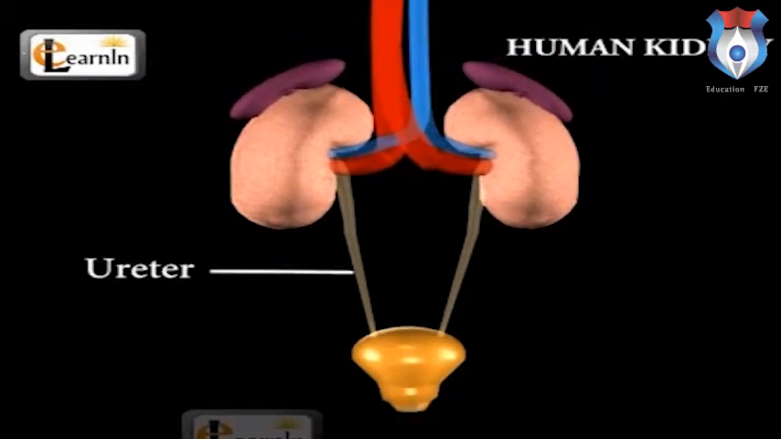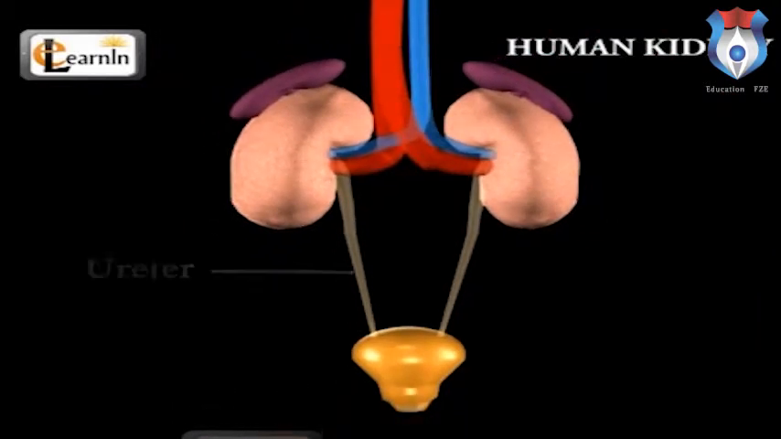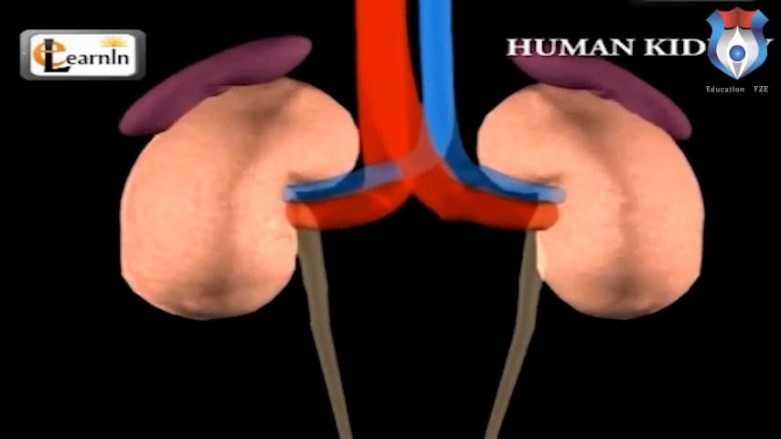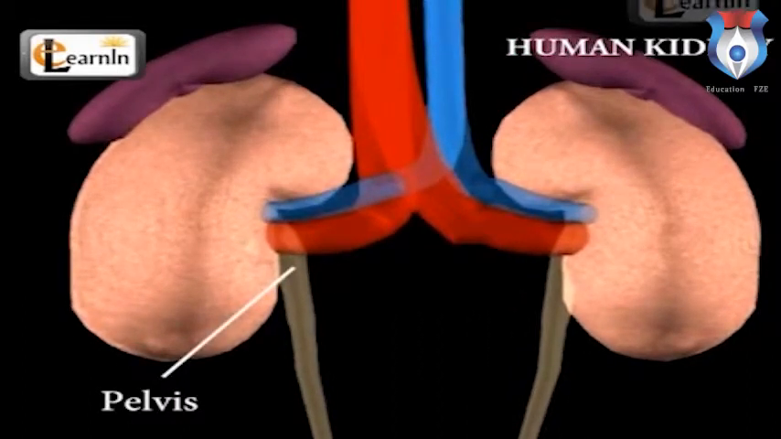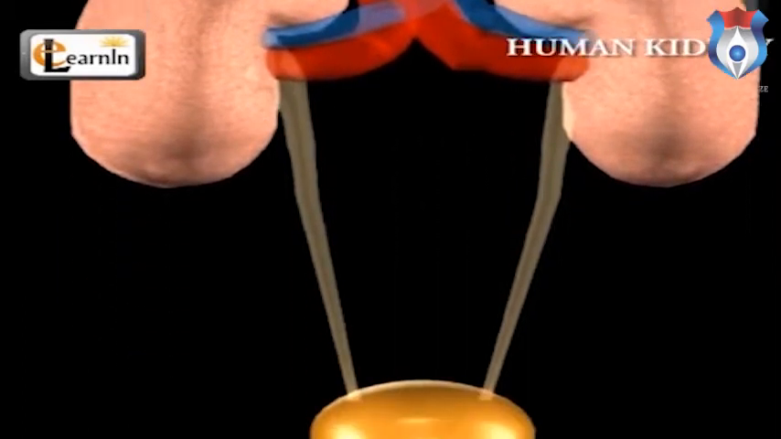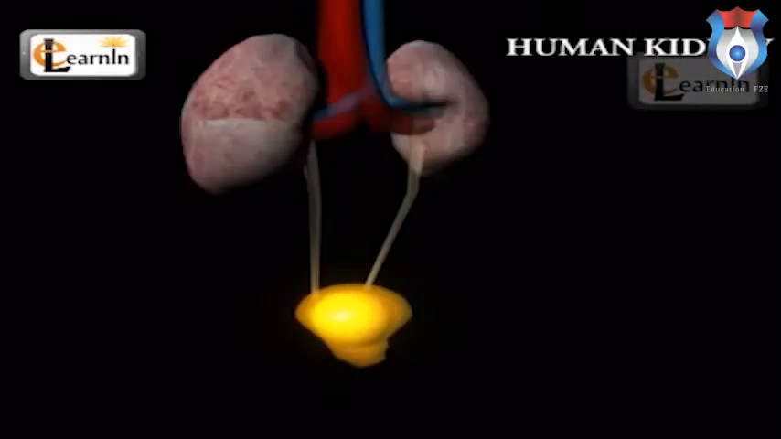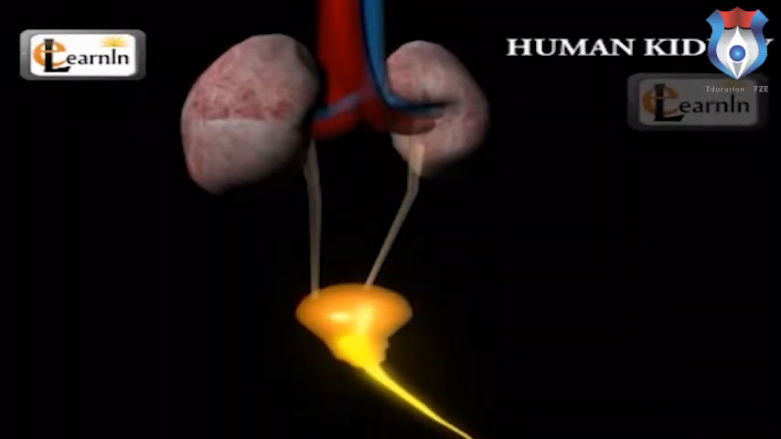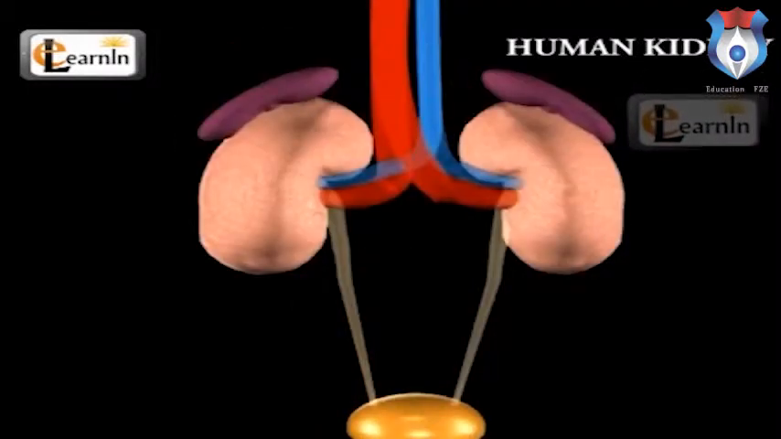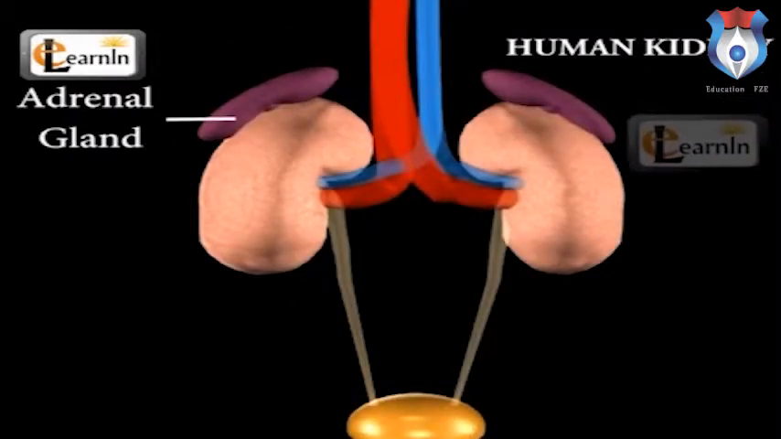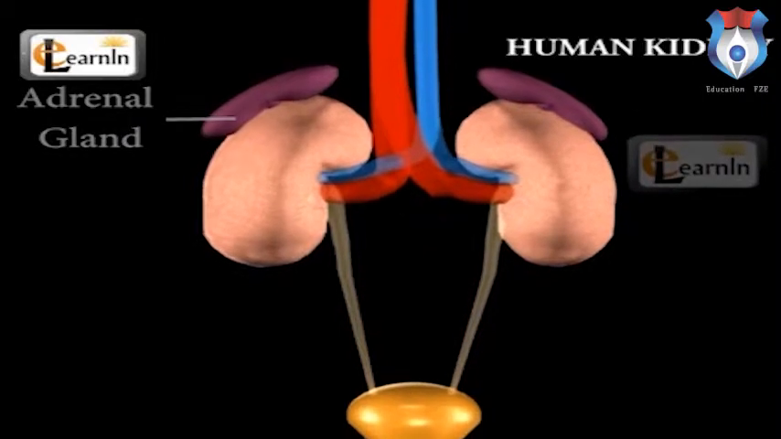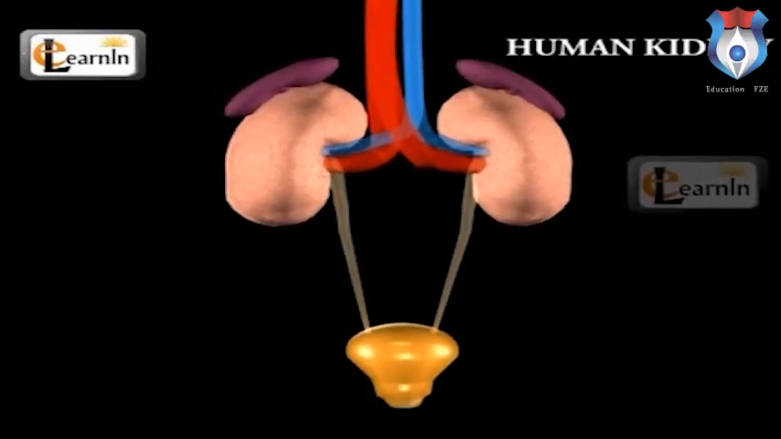Each ureter is a thin-walled tube. The interior of a ureter is wide and is called the pelvis. The ureters open into the urinary bladder. Urine is stored in the bladder till it's filled, and then it is sent out through a canal called the urethra. On top of each kidney, an adrenal gland is present. Adrenal glands have nothing to do with excretion.